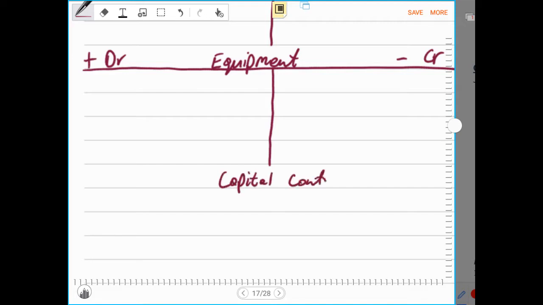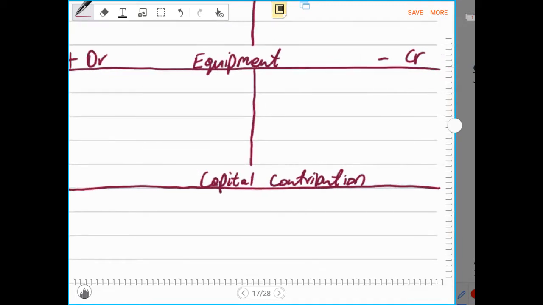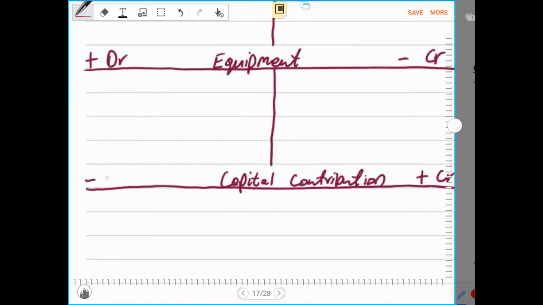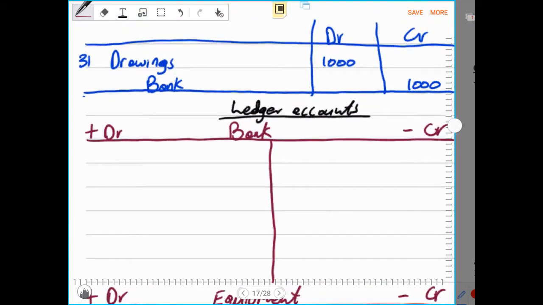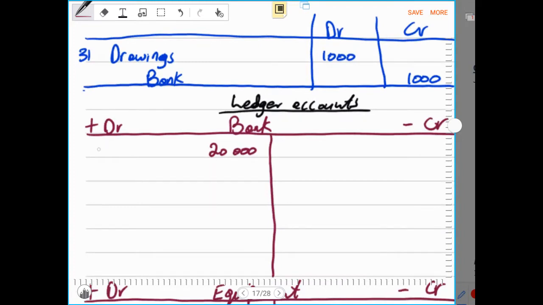It will be capital contribution, and we know that capital contribution is an equity item. It is an item that is recorded under equity, and capital increases on the credit side and decreases on the debit side. In this case, capital was increased by the owner, therefore we expect that capital will have to increase. We received money in the bank, and that money was 20,000 rands. That money was received because of capital that was contributed by the owner. Therefore, it will be capital contribution.